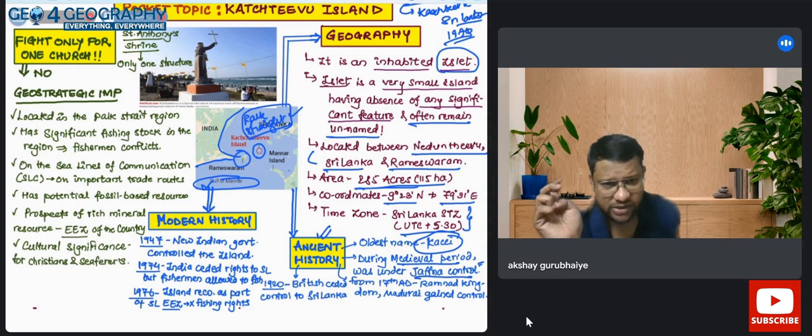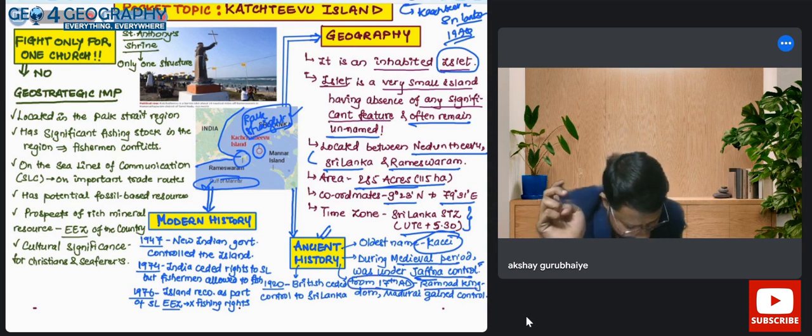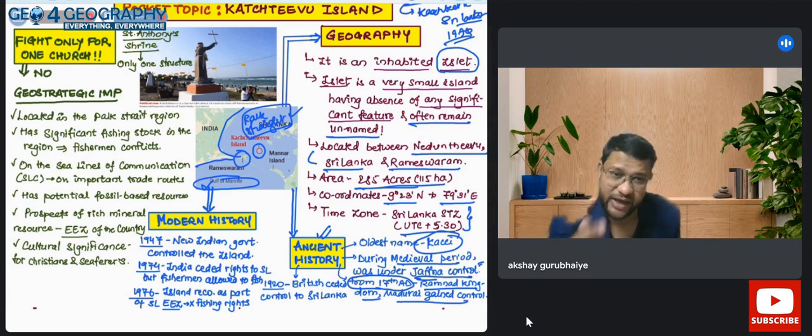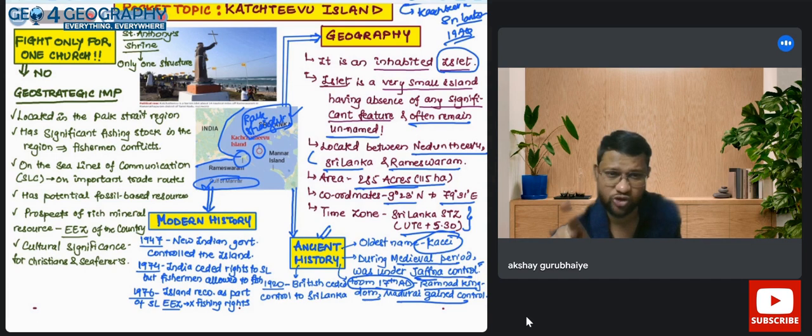Later, from the 17th century, the Ramnad kingdom, which is based in Madurai, gained control over this Kachativu island because it is very strategically important, geostrategically important. The India-based kingdom, Ramnad, Madurai-based, conquered it in the 17th century and gained control.